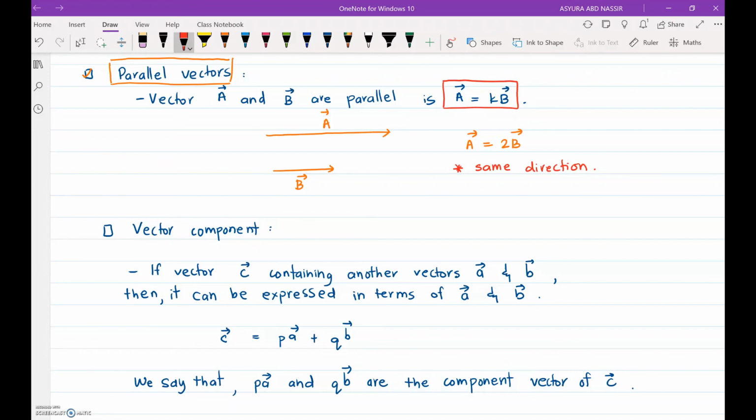Next we have vector components. What is a vector component? A vector C containing other vectors A and B can be expressed in terms of A and B. Look at here, we have C equals PA plus QB. Then we say that PA and QB are the component vectors of C. Later on we will see what the component vectors are in 2-dimensional space and 3-dimensional space. Thank you.